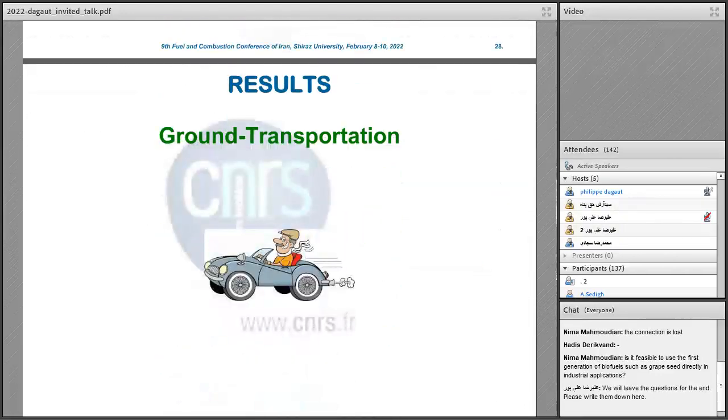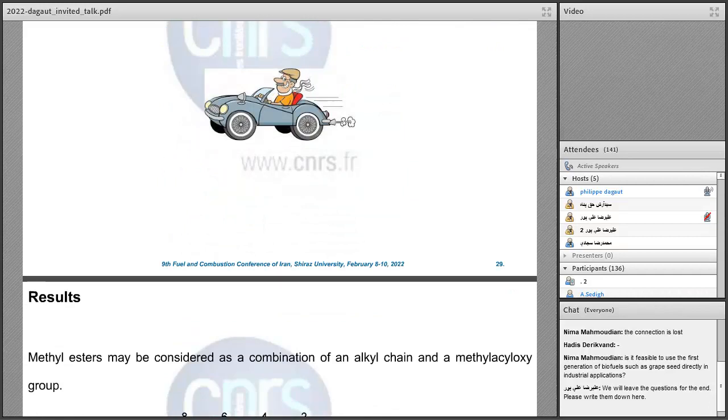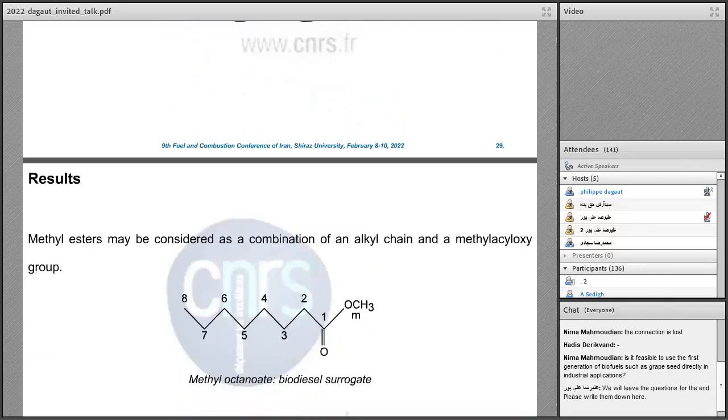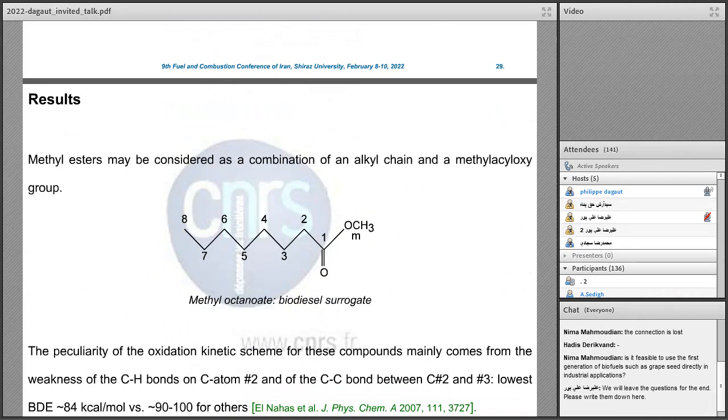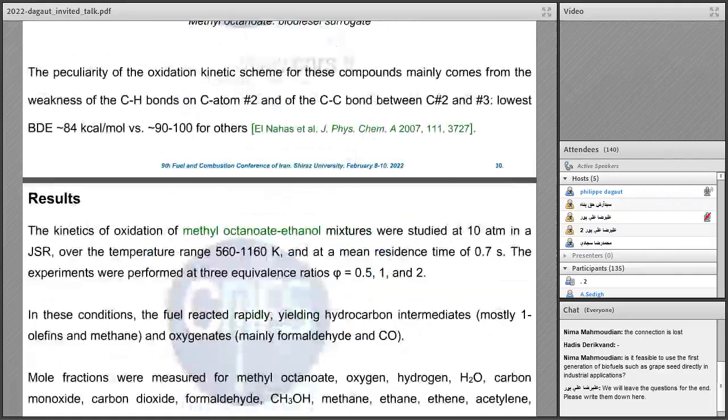I will show you some results in relation with ground transportation. Methyl esters are structured like this simple one, methyl octanoate. So we used methyl octanoate, which is not a very big molecule, to represent biodiesel. And I will show you some examples later on.